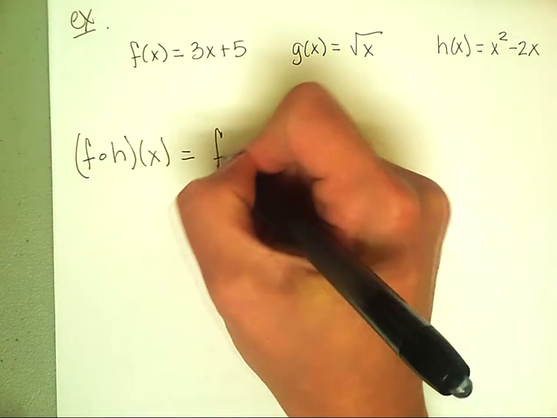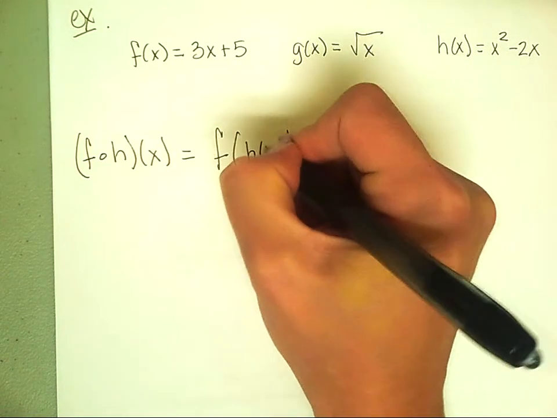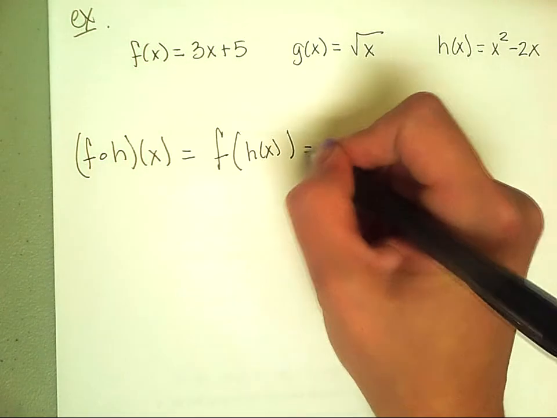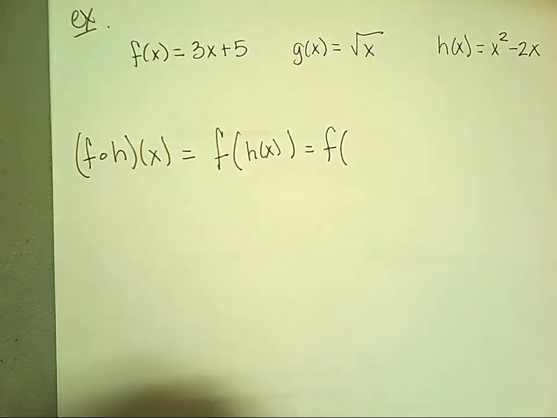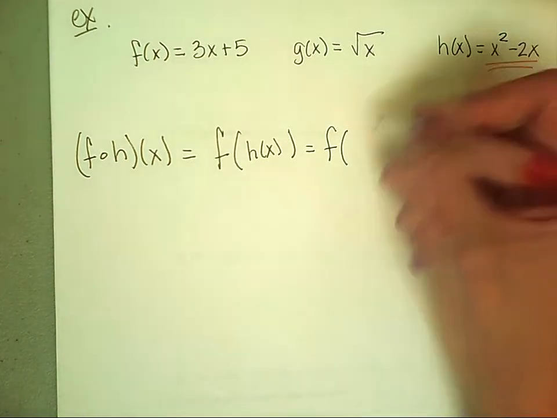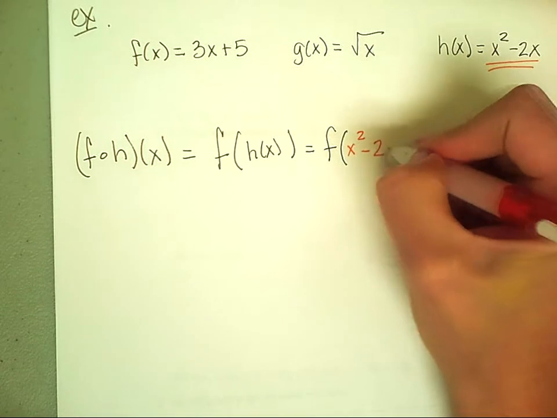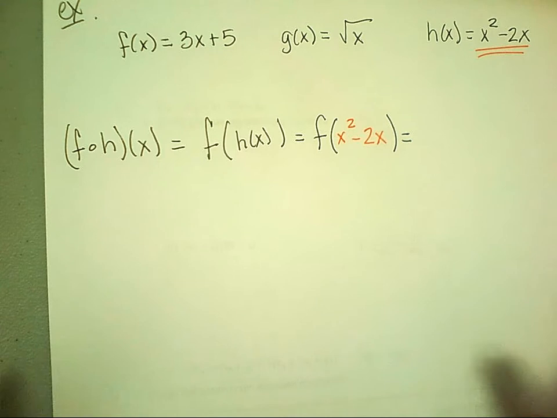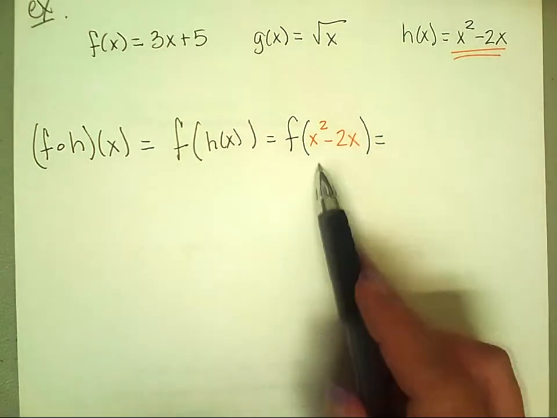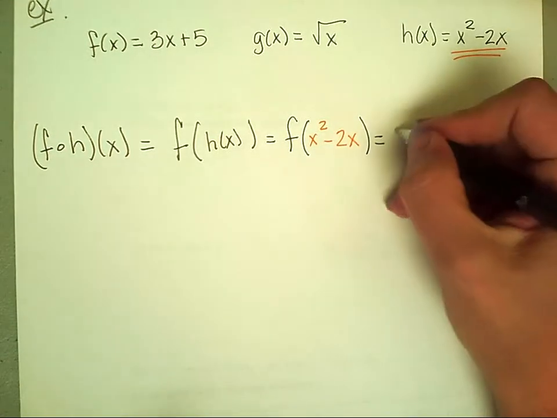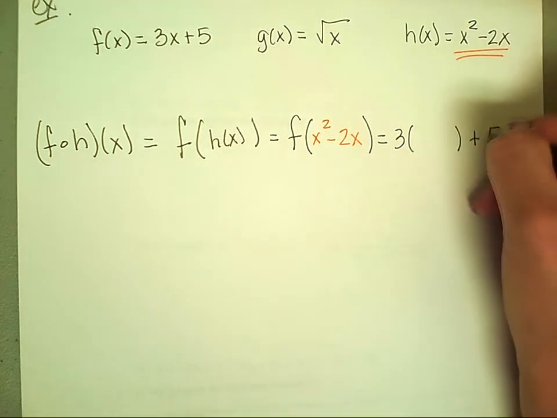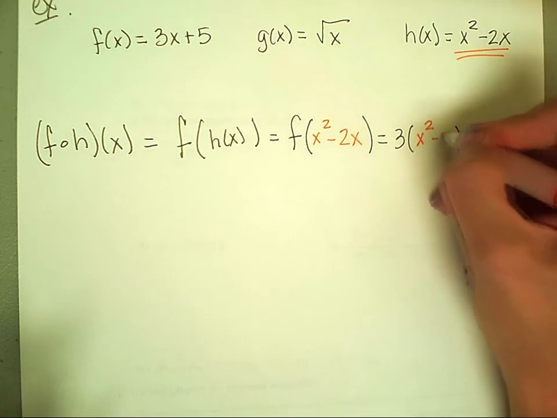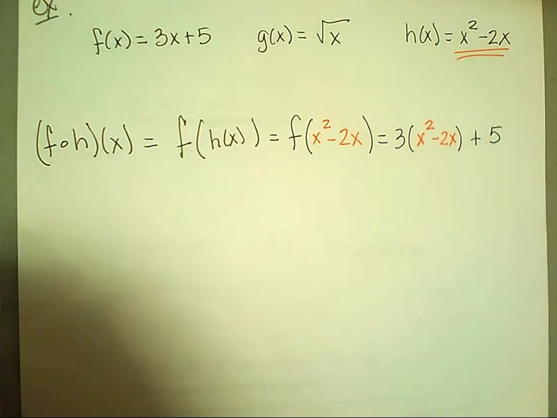So I always like to write what this means. f is the outside function, and into that I'm going to put h of x. So that's the same thing as f of, well, what am I putting into f? I'm putting h, which is x squared minus 2x. And now that is what's going into f. So f has the form 3 times x plus 5, but we're not putting in x, we're putting in the entire function h, so it's 3 times x squared minus 2x, plus 5.